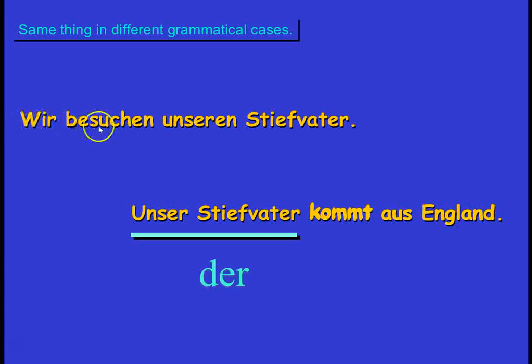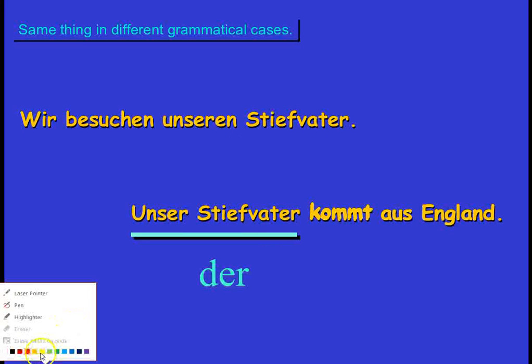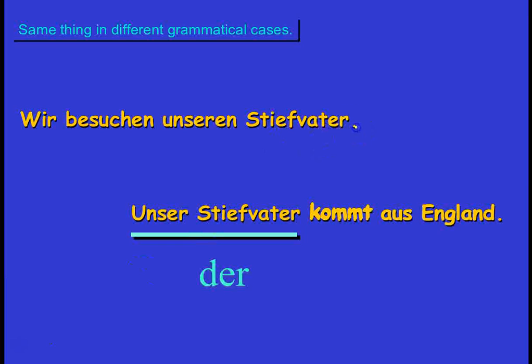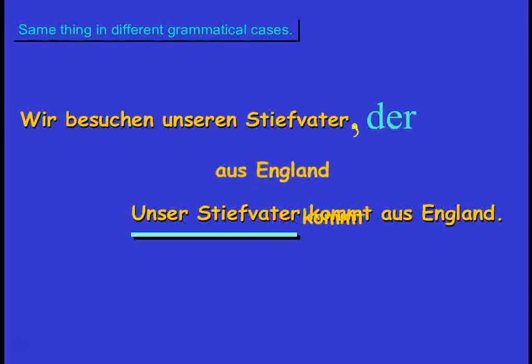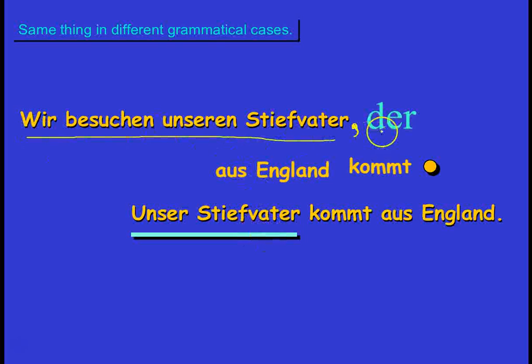So what we would do is, wir besuchen unseren Stiefvater, comma, let me see if I can draw that here, comma, it's not the best, we visit our stepfather, who from England comes, period. So that's what we did. We kept our main clause. We visit our stepfather. We put a comma. We replaced our stepfather with the relative pronoun who.